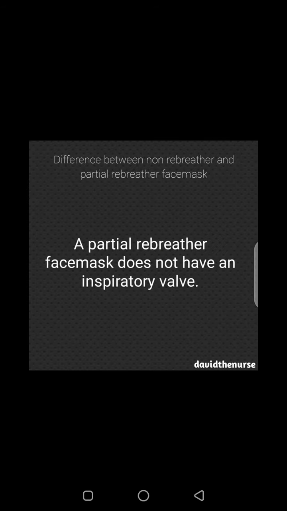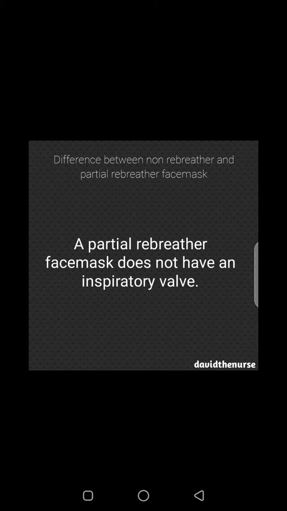Now, what is the difference between non-rebreather and partial rebreather? The difference is very simple. A partial rebreather simply means that patients can still take in a little CO2. It gives allowance for patients to take in a little amount of CO2 that was exhaled. While, like I explained, a non-rebreather does not give room for that. Now, how does a partial rebreather give room for it?